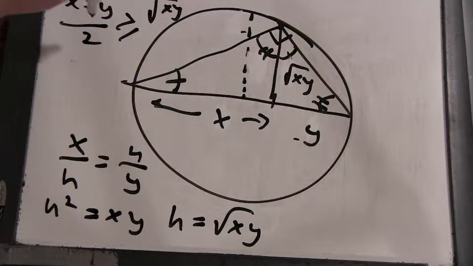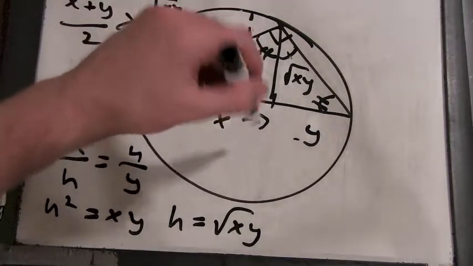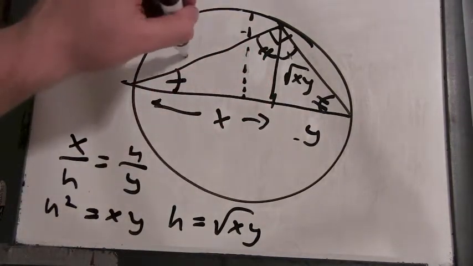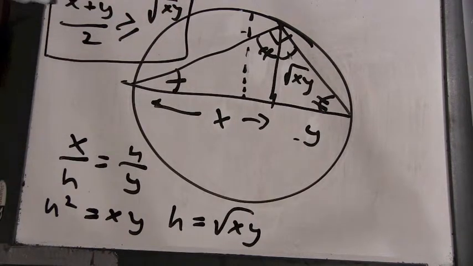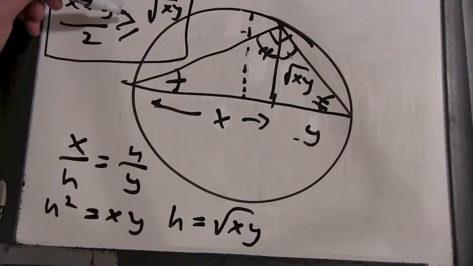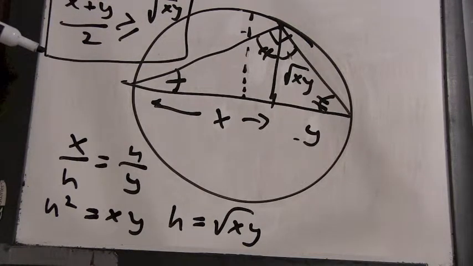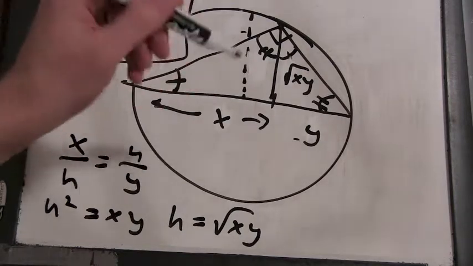But this is an amazing result. Purely from the geometry, I get this algebraic relationship that the average of the two numbers, added together and divided by 2, is greater than or equal to the square root of their product. Just from the geometry.